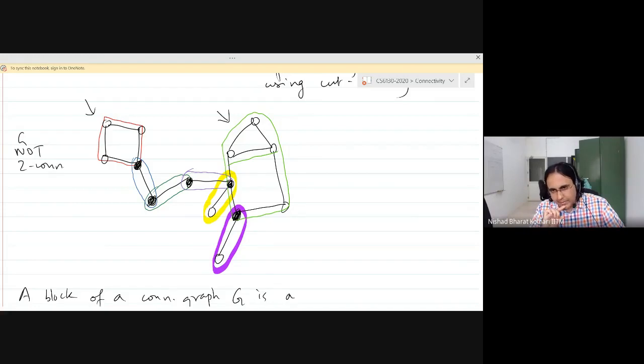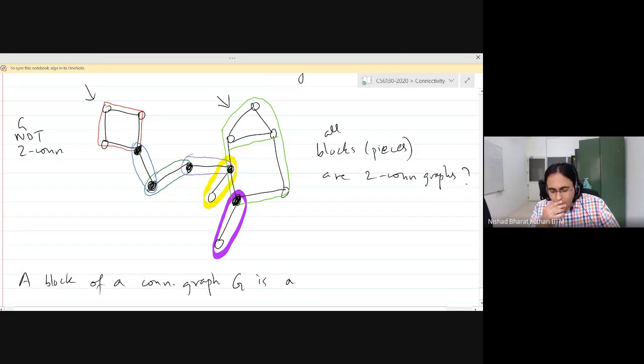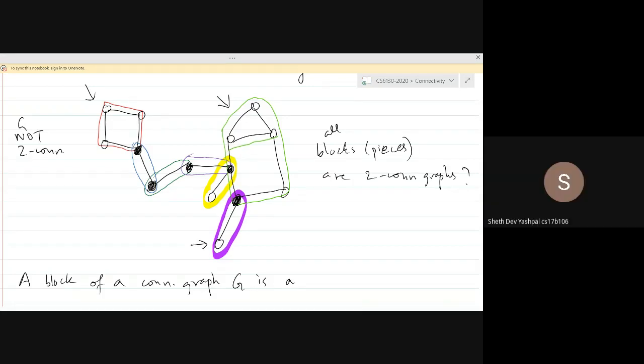Are all of these pieces two connected graphs, or are there some pieces that are not two connected graphs? I would like to claim that all of these pieces that I colored are two connected. Is that a true statement? What about this piece? Is it a two connected graph? Yes. Are you sure?